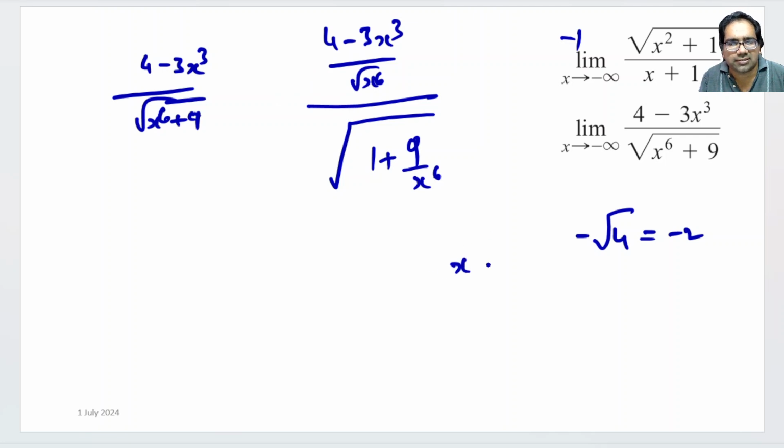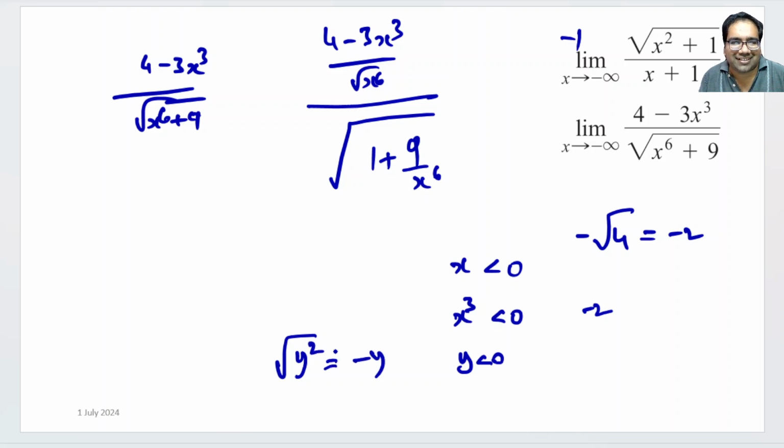Again, here x is less than 0. Obviously, x cube is also less than 0, like our minus 2. Let's say x cube is our minus 2. Then x cube whole square. If you call x cube as y, and y is less than 0, obviously, what is root y square? Root y square is equal to minus y. That means root of x cube whole square is equal to minus of x cube. Please notice this. Root y square is equal to minus y when y is negative.